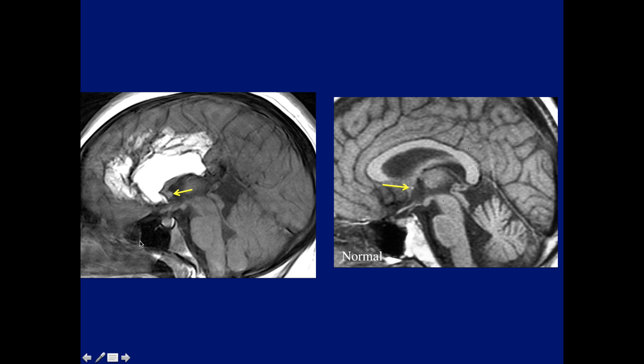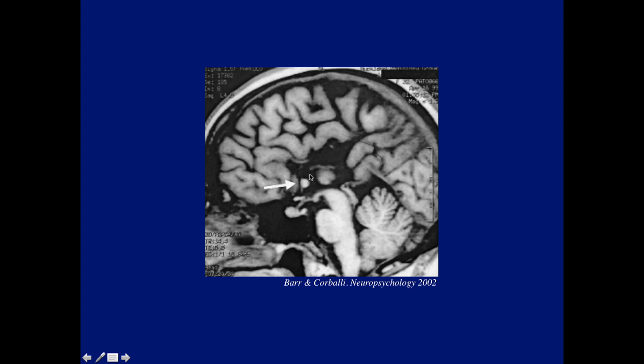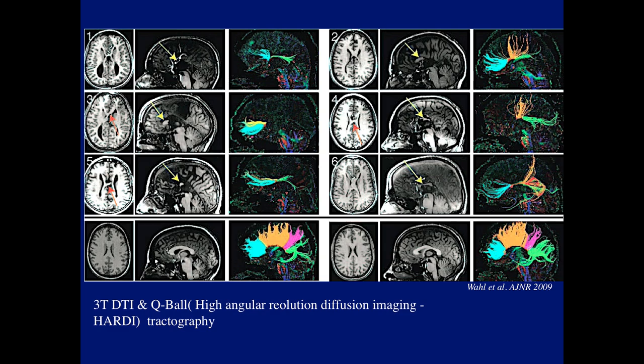And this I also showed last week. Agenesis with a large lipoma and a larger anterior commissure compared to the normal right here. And again, the last case, agenesis of the corpus callosum and enlarged anterior commissure because of the crossing fibers. And tractography is really going to enrich our knowledge of the crossing fibers.